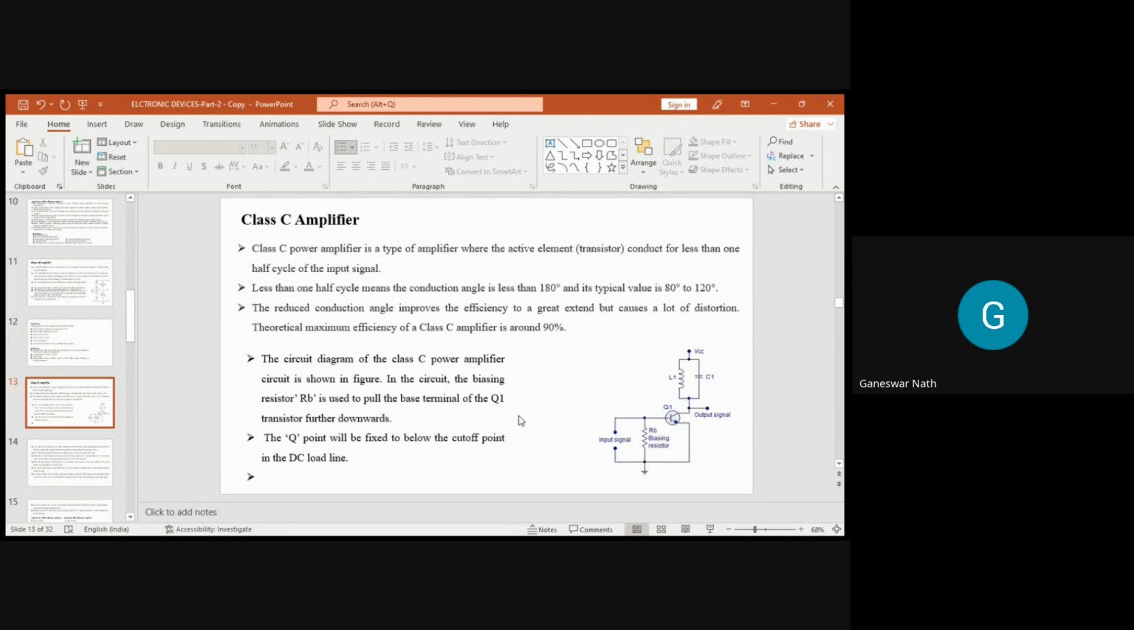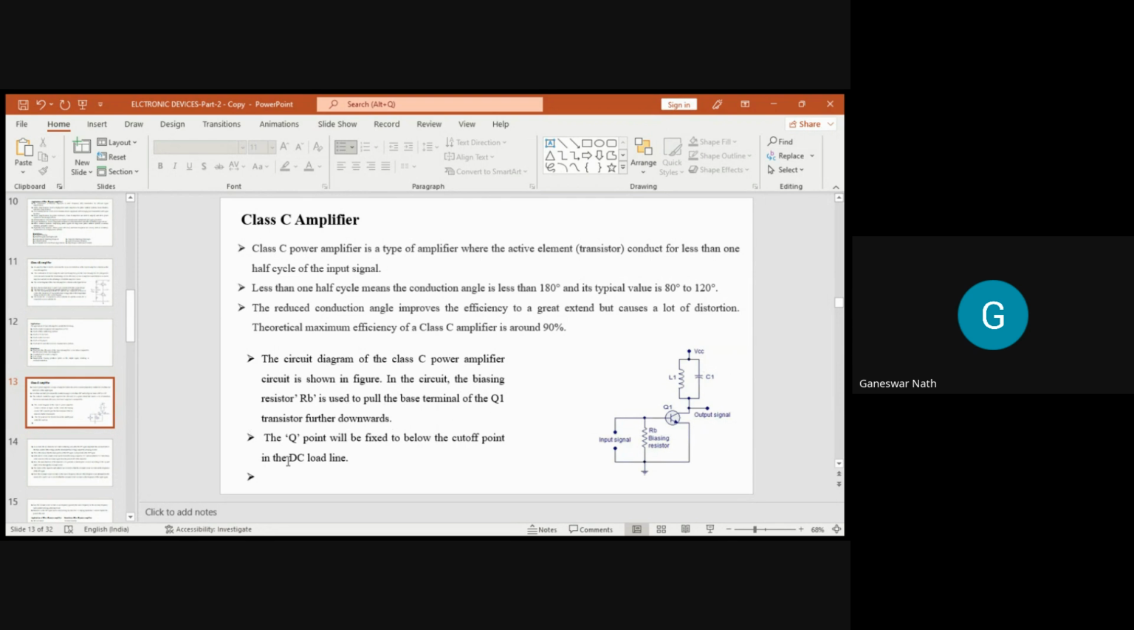The theoretical maximum efficiency of class C is around 90%. Compare it with A, B and also AB; its efficiency is about 90%, so in most cases it is used. The circuit diagram for this class C amplifier is here, and the biasing resistor RB is used to pull the base terminal of the Q1 transistor further downward.